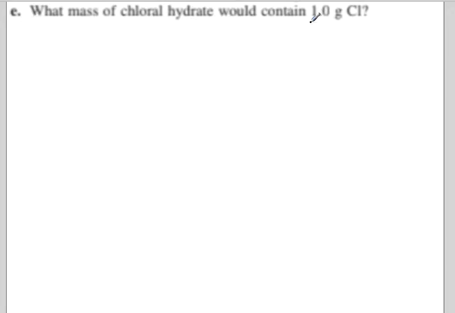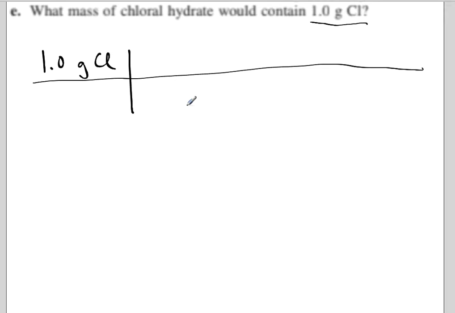What mass would contain 1 gram of chlorine? So it's the same idea. We start with 1 gram of chlorine. That means when I go to do this, I have to start here with grams of chlorine. We know off the periodic table 35.45 is the mass of chlorine is equal to 1 mole of chlorine. What do we know goes on the bottom? Moles of chlorine has to go on the bottom.